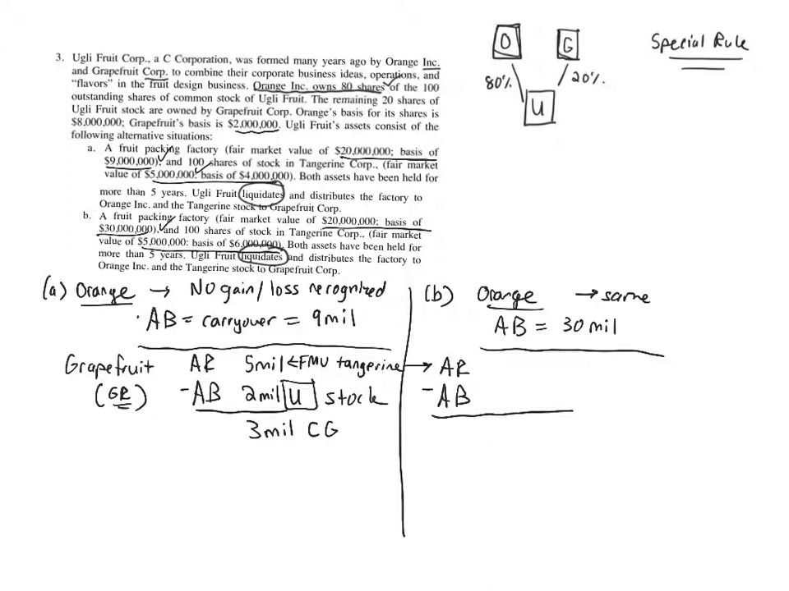Guess what? In B, it's the same result, because the fair market value of the tangerine stock and, of course, the adjusted basis in the Ugly Fruit stock are the same. So we've just done grapefruit. Easy, right? So now we do the most difficult, which is Ugly Fruit, the subsidiary.